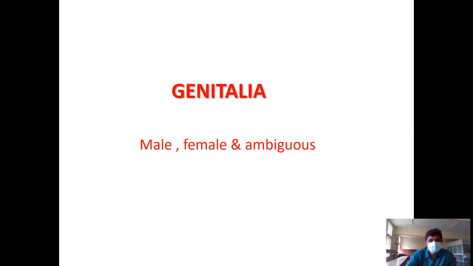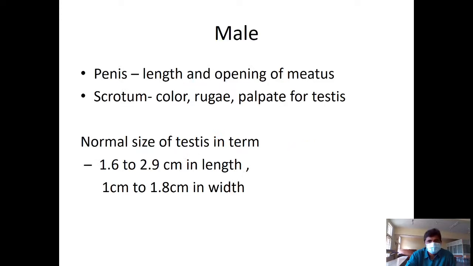Then the most commonly overlooked part is the genitalia. When you have a male pattern, you see the penis and scrotum. In the penis you need to measure the length, and you need to look at the opening of the meatus. In the scrotum you need to look at the color and rugae, and palpate for the testis. The normal size of the testis in a term baby is 1.6 to 2.9 centimeters in length and 1 centimeter to 1.8 centimeters in width.